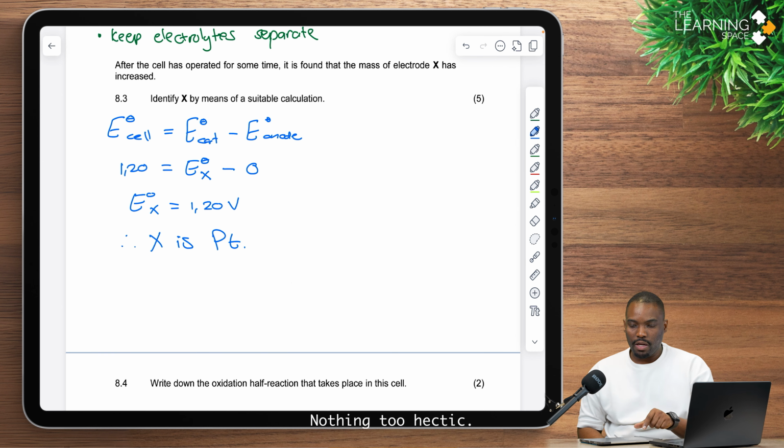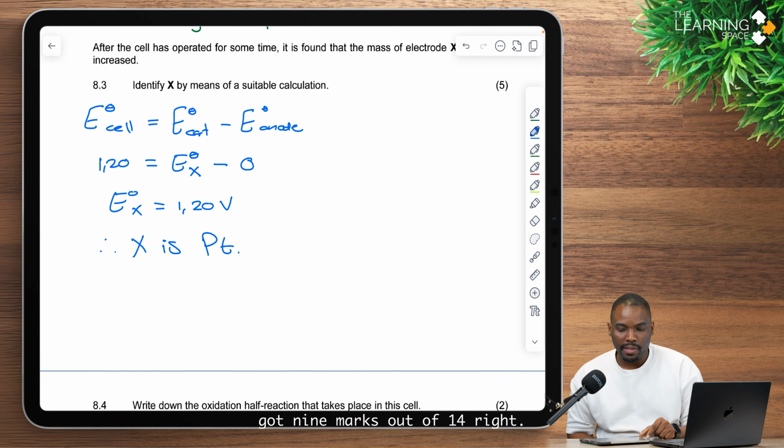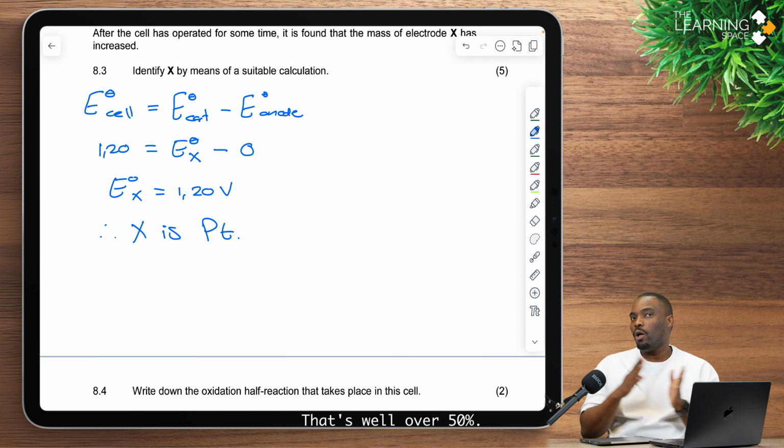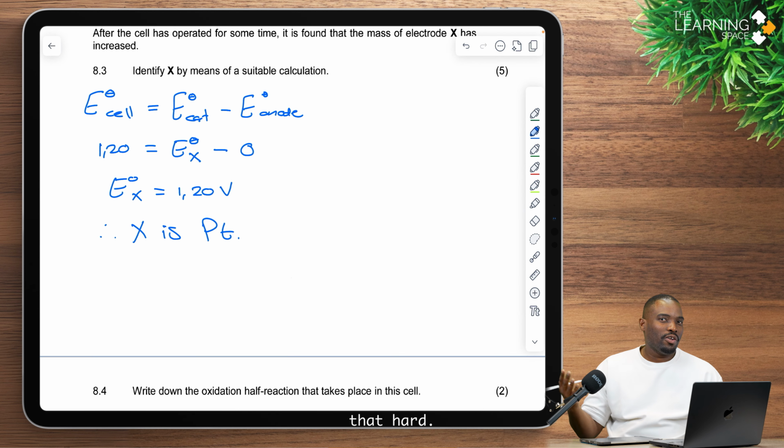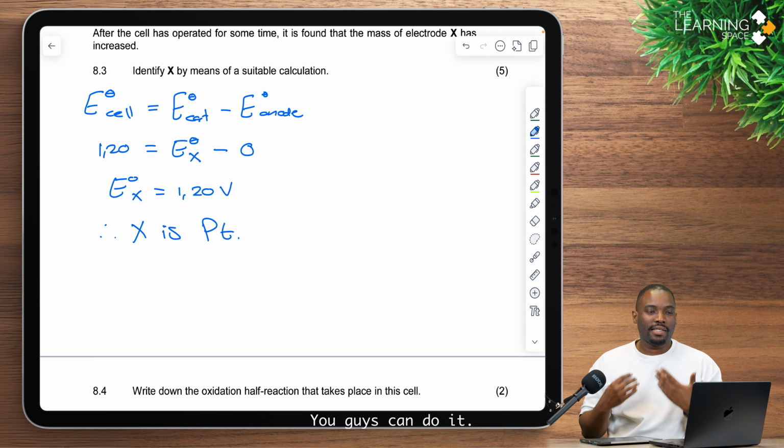Done. Nothing too hectic. We've now got 9 marks out of 14, right? That's well over 50%, and we didn't have to work that hard. Guys, this stuff is really easy. You guys can do it.